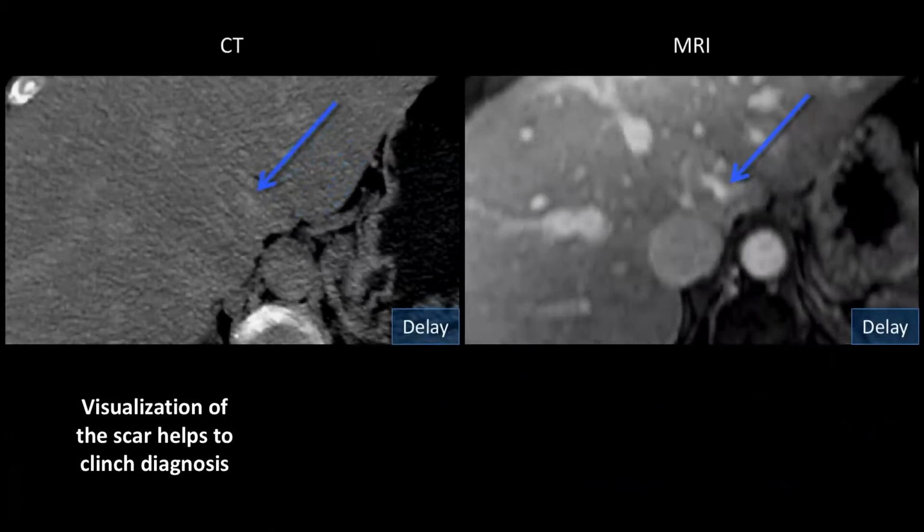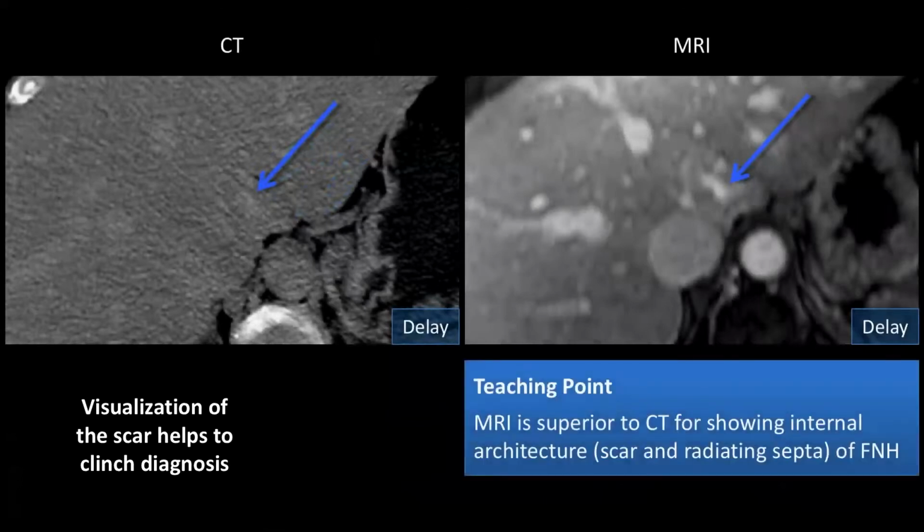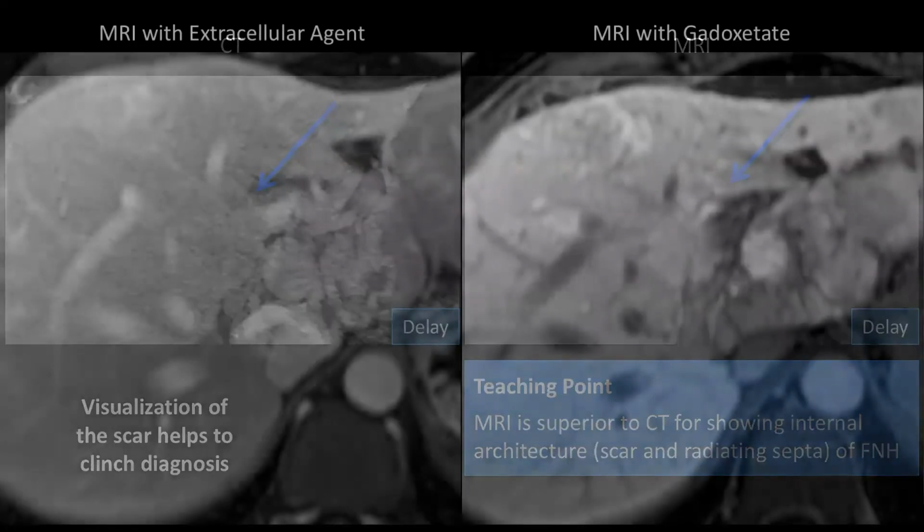And the reason the scar is more obvious on MRI is that MRI is more sensitive to gadolinium because of the amplification effect than CT is to iodine. So the teaching point, MRI is superior to CT for showing the internal architecture, including the scar and the radiating septa. And why is that of practical importance? Well, if you see something that you think is an FNH on CT, but you're not sure, then you may want to order an MRI to prove it.